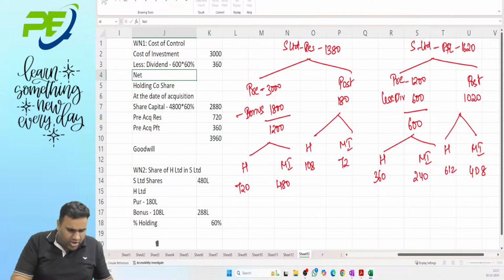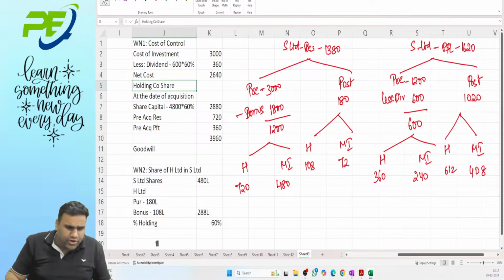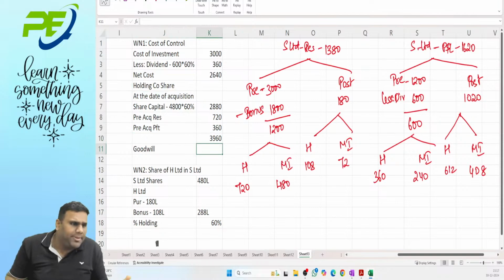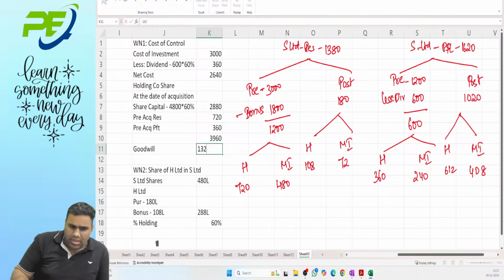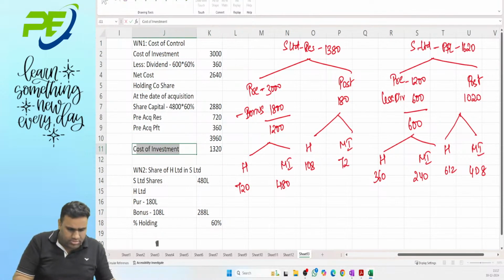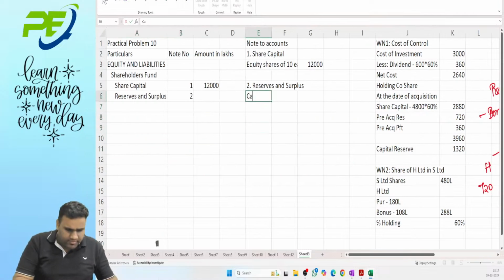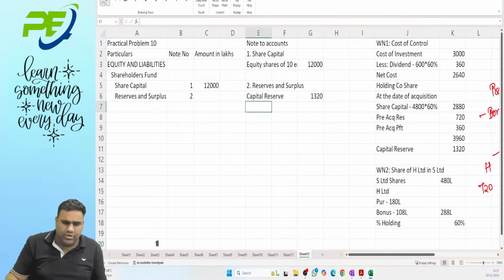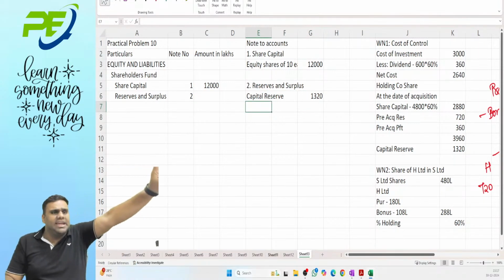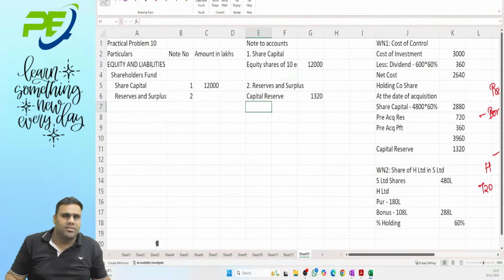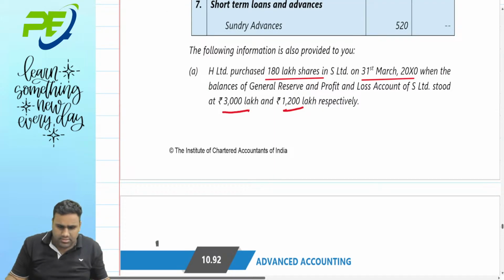So my net cost is 2640. I paid 2640, but I got 3960. Capital reserve 1320. So general reserve, capital reserve 1320. Everyone, till here clear?